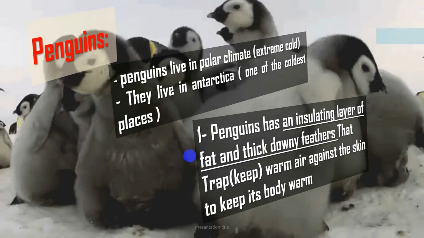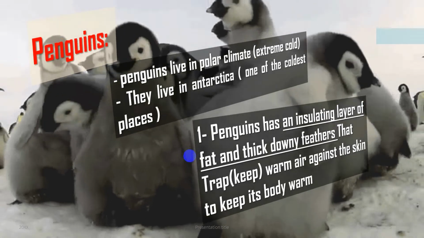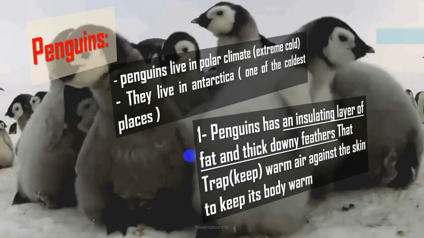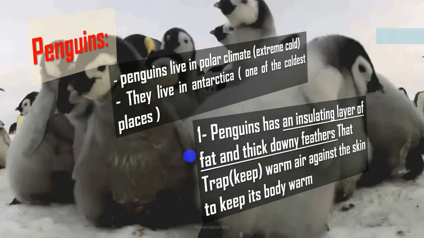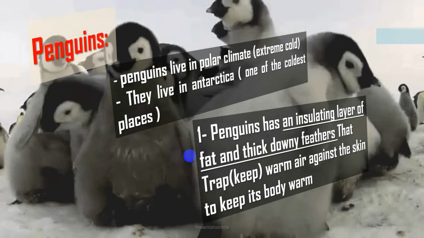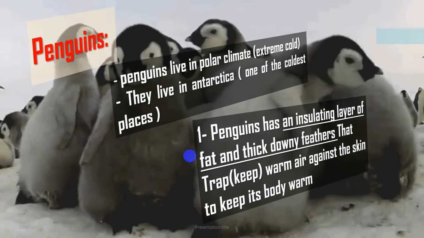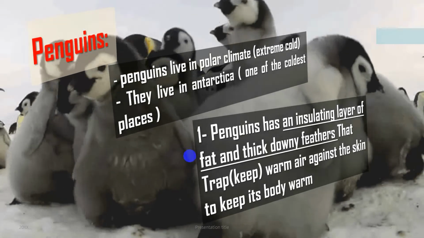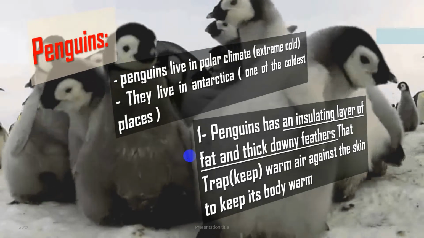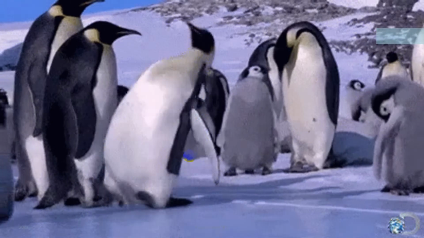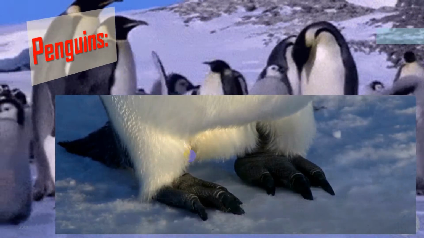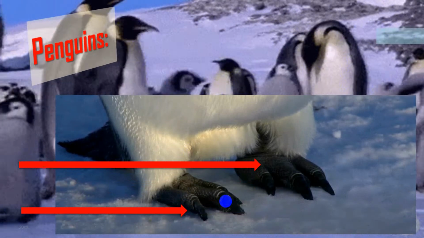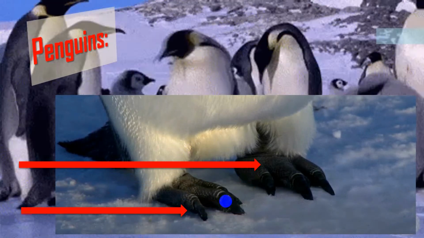Penguins have an insulating layer of fat and thick downy feathers that trap warm air against the skin to keep their bodies warm in the freezing cold, except on their feet. If you look carefully here, you can see this. These feet have no feathers and no fat to keep them warm.